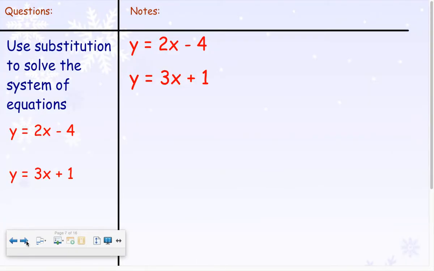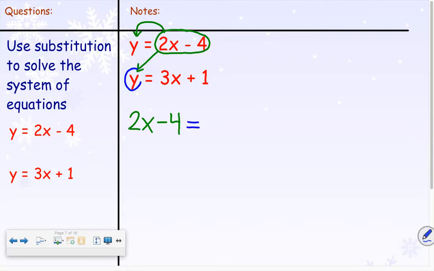All right, last one. This time you'll notice that both equations say y equals. So I can circle either one. It doesn't matter which one I choose. I'll just pick the top one. Since it's y equals, we're going to plug it in for y. So we'll have 2x minus 4 equals, so we plug it in right here, 3x plus 1. I only have one variable, so I know I did it right.